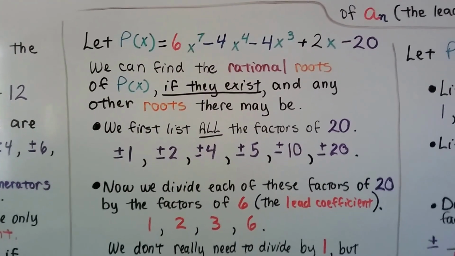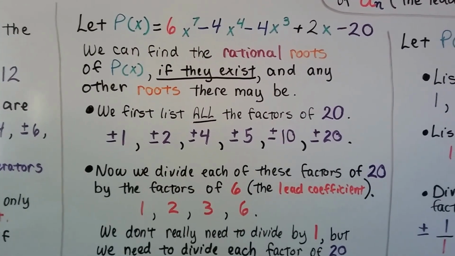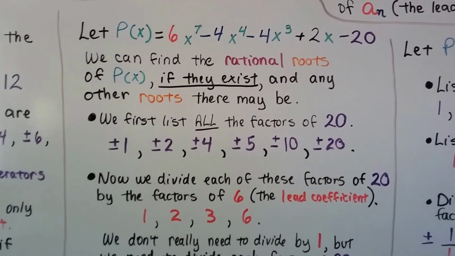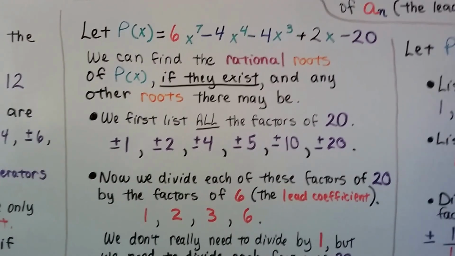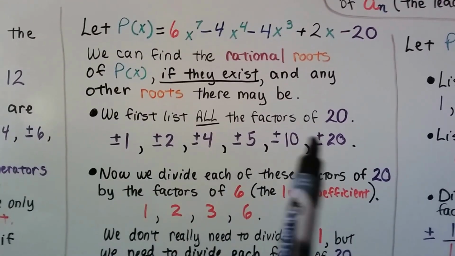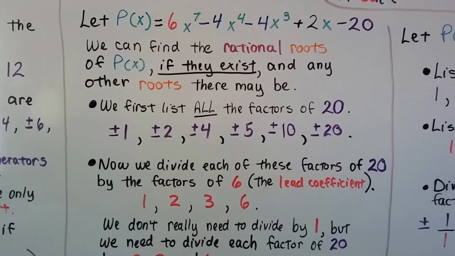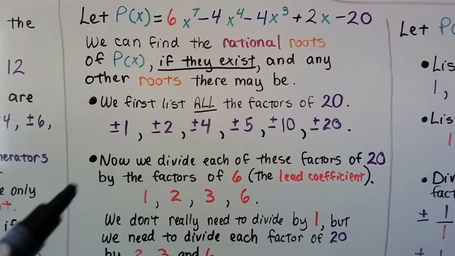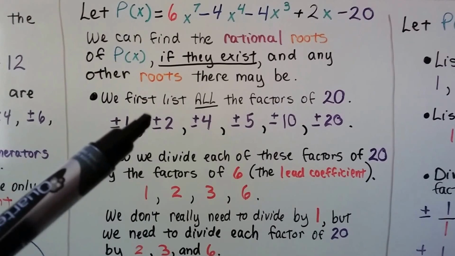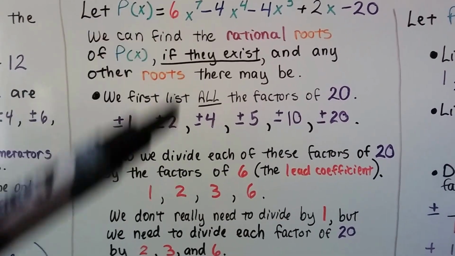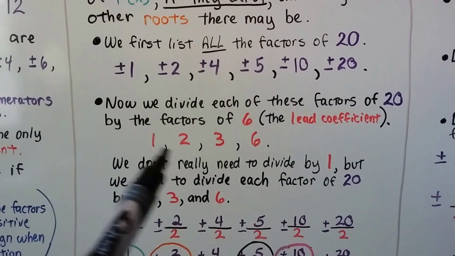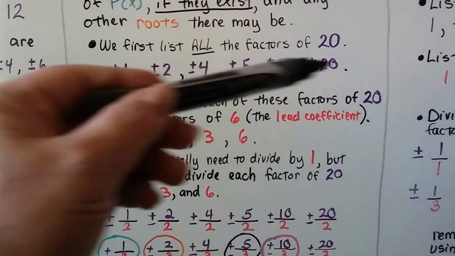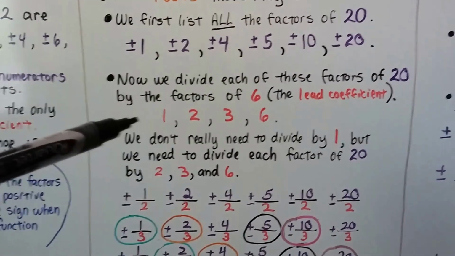So we can find the rational roots of p of x if they exist, and any other roots there may be. So the first thing we do is list all the factors of 20. That's our first job. Here's all the factors of 20, positive and negative. Now, we need all the factors of 6, because we have to divide each of these factors of 20 by the factors of 6. So here they are, 1, 2, 3, and 6. So we write all our numerators. These are all our numerators, positive and negative, and here's all of our denominators.